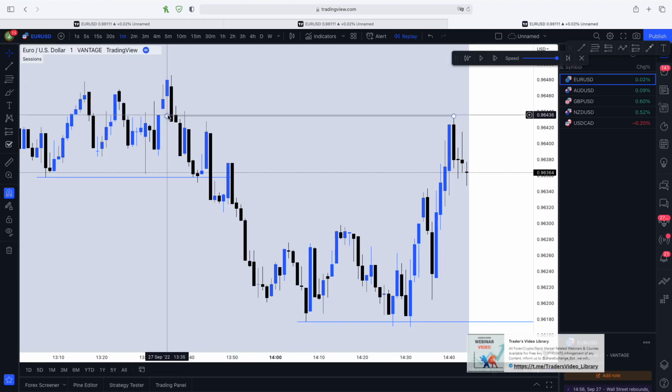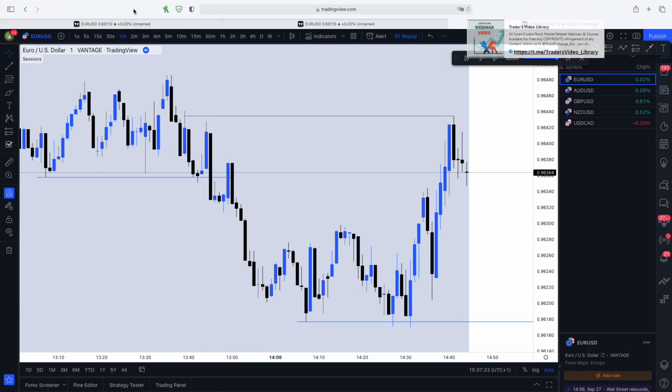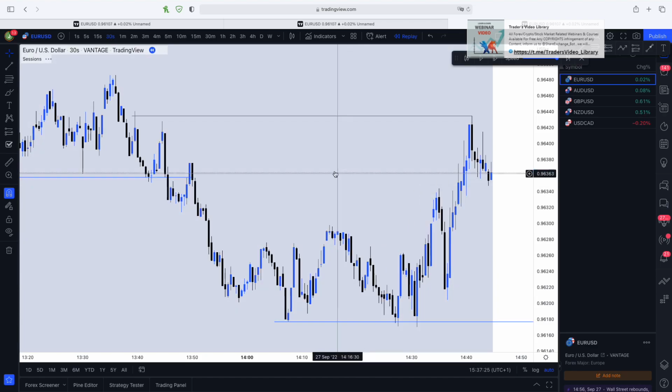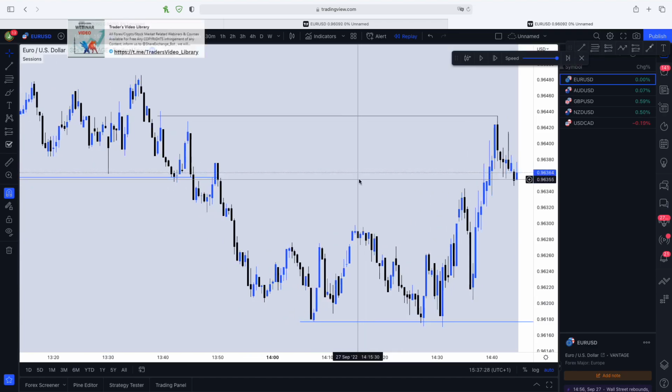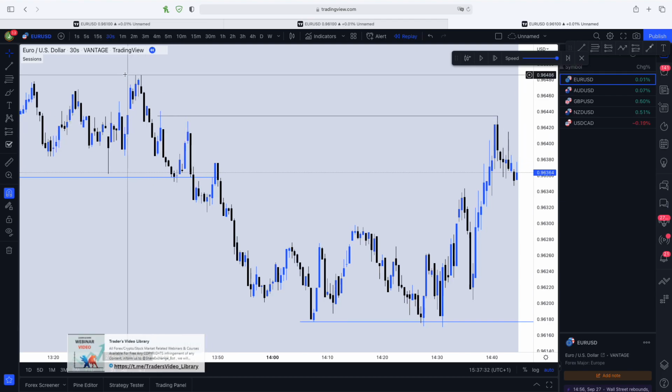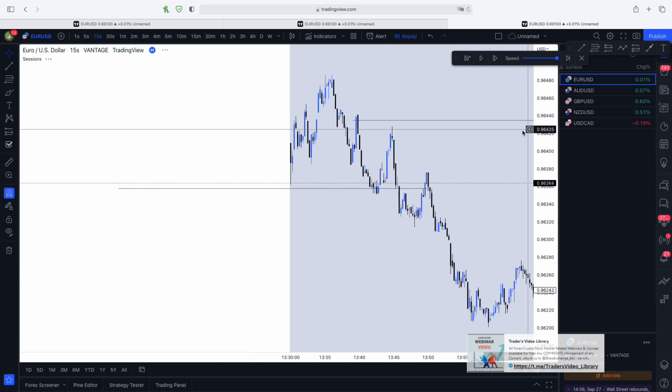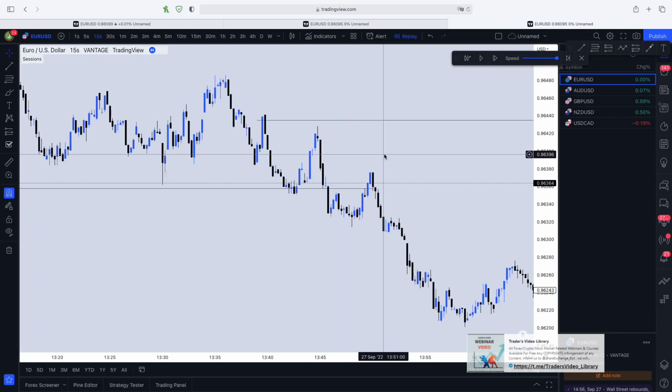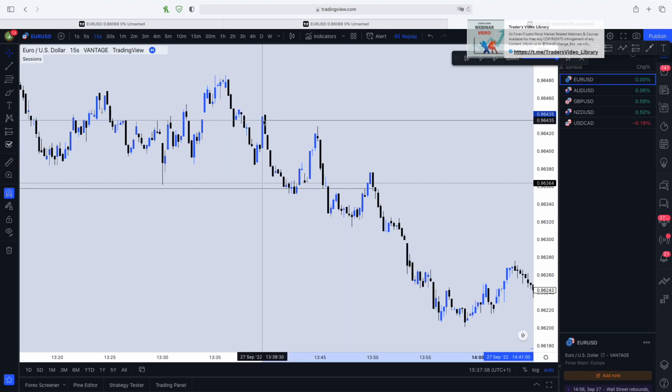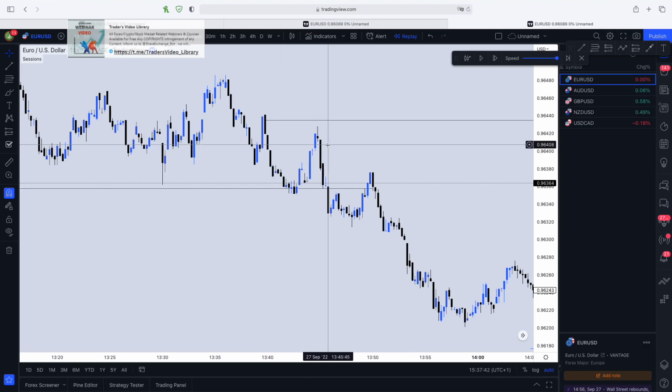So starting on this 1 minute here, have we reacted to an unmitigated OB? No, we haven't, okay. Let's move back down to 30 second. Now have we reacted to an unmitigated OB? No, we haven't, okay. This has already been touched by this move here. Let's go down to the 15 second, scroll over. Have we reacted to an unmitigated OB? No, we haven't. Okay, why haven't we? Because this OB itself has already been touched again by this wick here.